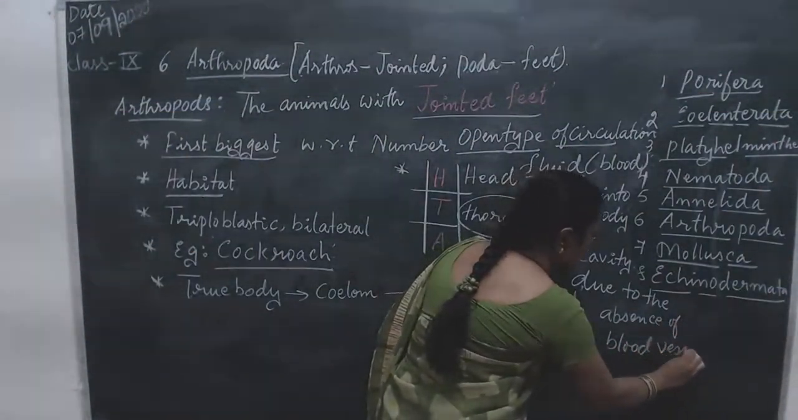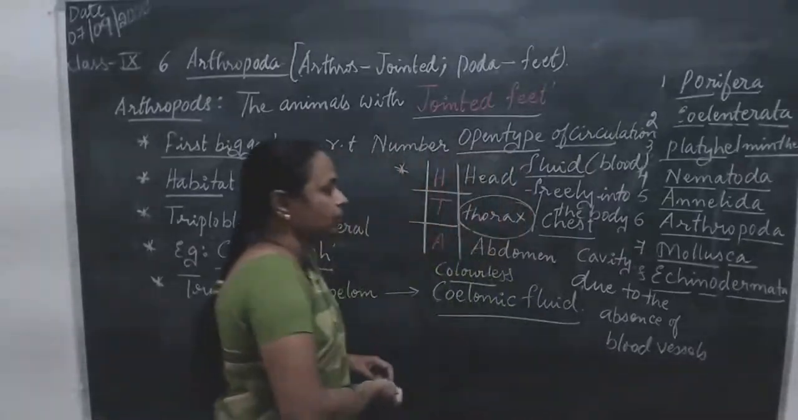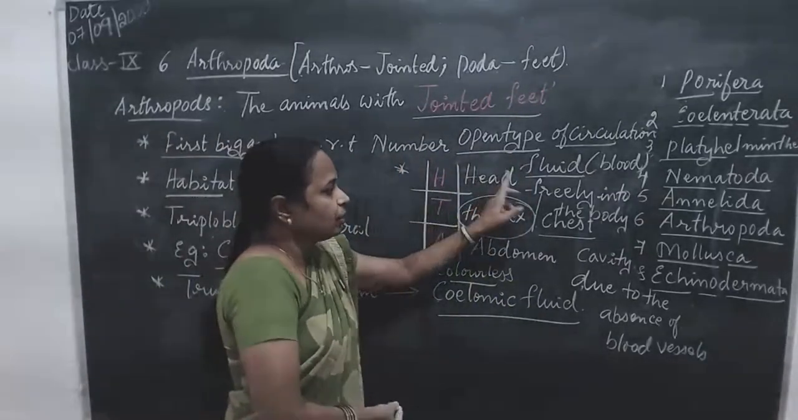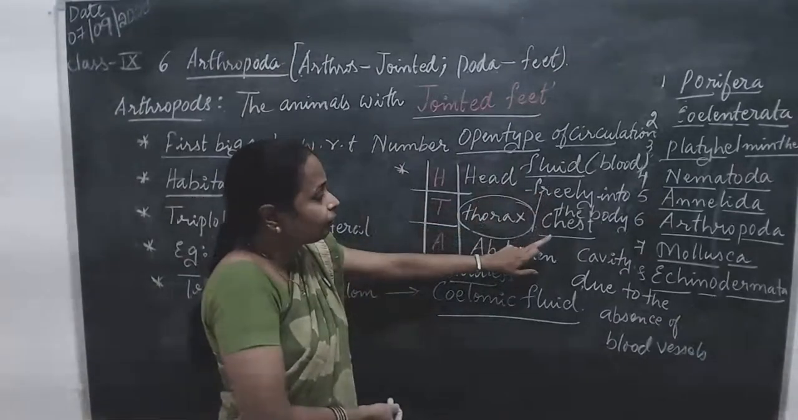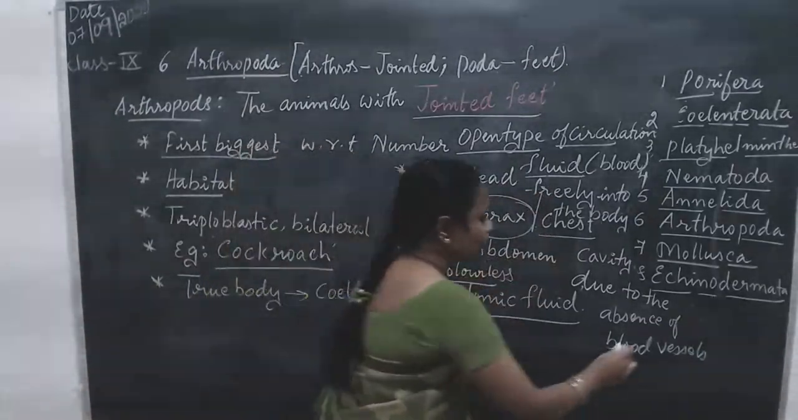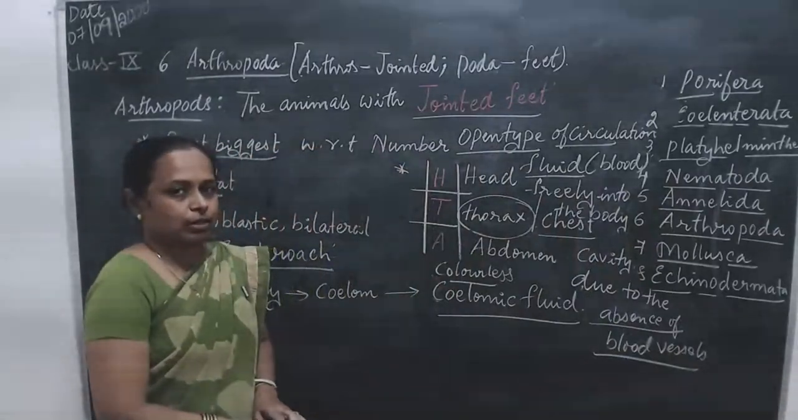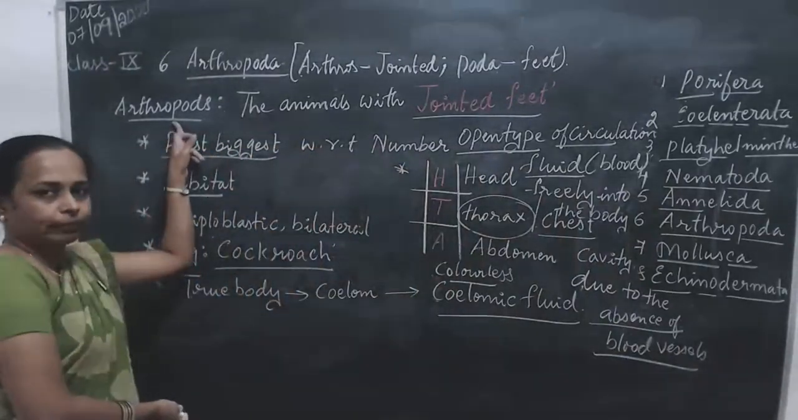So this is a special point to be noted for arthropods. You can tell what is open type of circulation? The type of circulation in which the blood flows freely into the body cavity due to the absence of blood vessels is called open type of circulation. Example, arthropods. Is it clear?